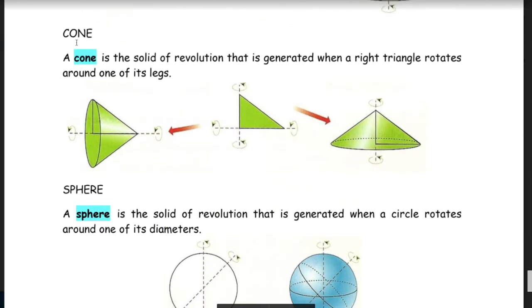Now, a cone is the solid of revolution that is generated when a right triangle, remember right triangle has a 90-degree angle, rotates around one of its legs. So here we see the right triangle. And now if we rotate it around this leg, we get this cone. And if we rotate it around this leg, we get this cone.